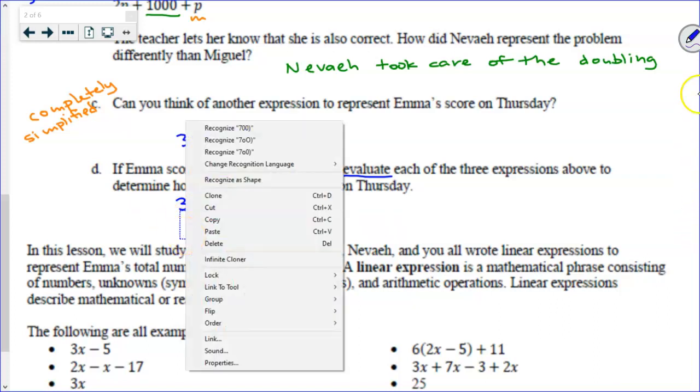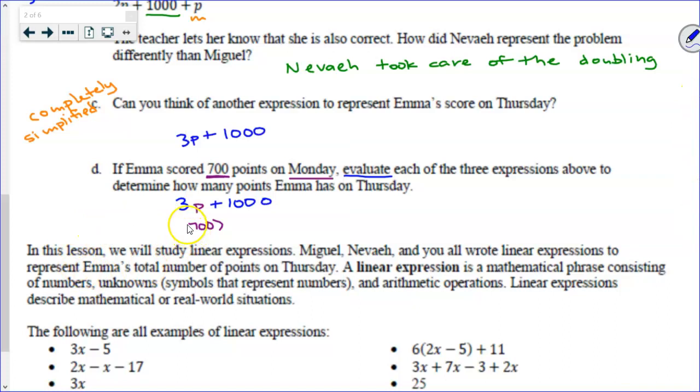And this 3P doesn't mean 3 and then 700 or 3,700. It means 3 groups of 700 or 3 times 700. And then we add that 1,000. This is what it means to evaluate. I know the value, so I'm substituting that value in. And 3 times 700 is 2,100, plus that extra 1,000. We now know that Emma has a score of 3,100 on Thursday, according to this expression.